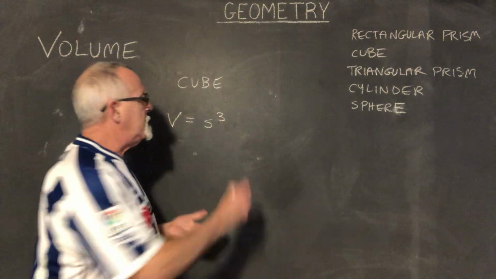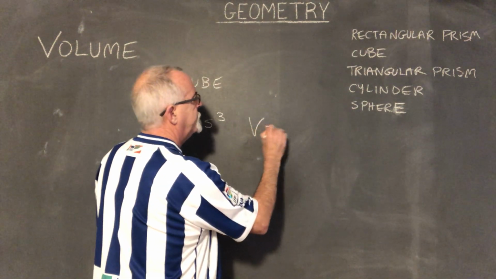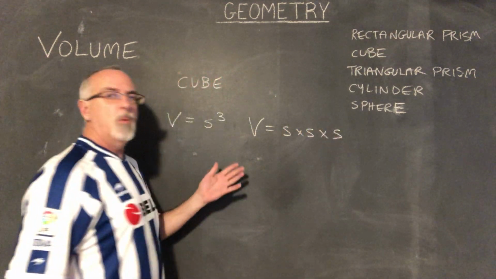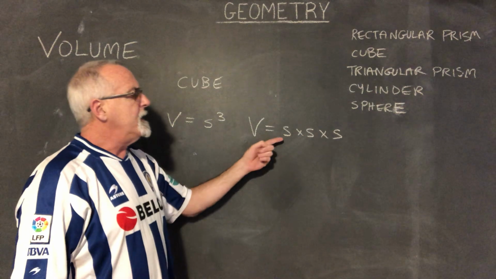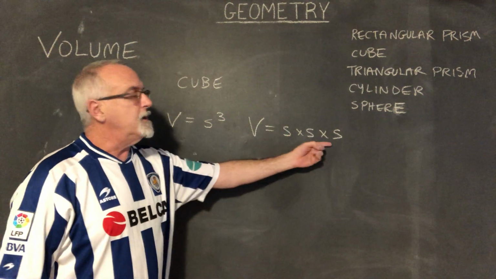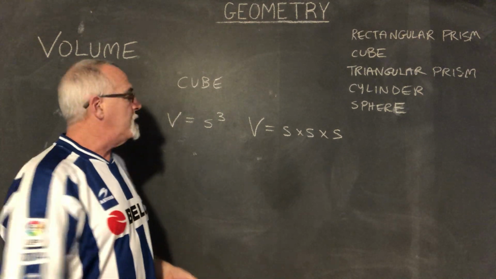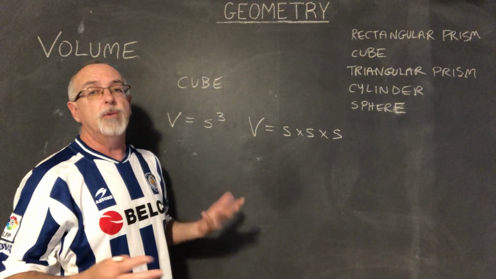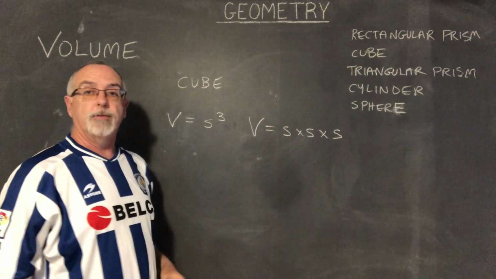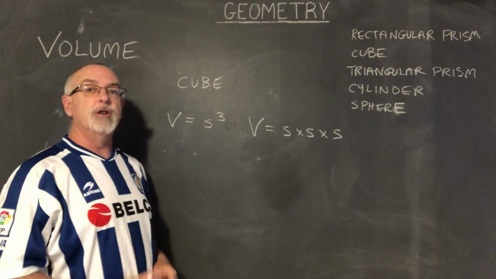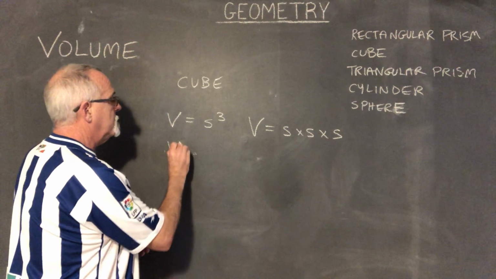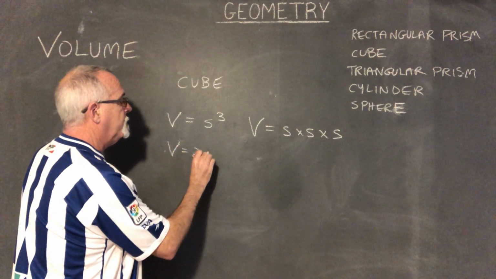S cubed means s times s times s. If I wanted, I could give this as the formula, because that's an exponent, and this only shows multiplication. When you apply an exponent, you are multiplying, so we could write it this way if we want. Maybe I'll fill in both versions of the formula, and we'll find the volume for both. So the volume is s cubed, which is 2.5 cubed.